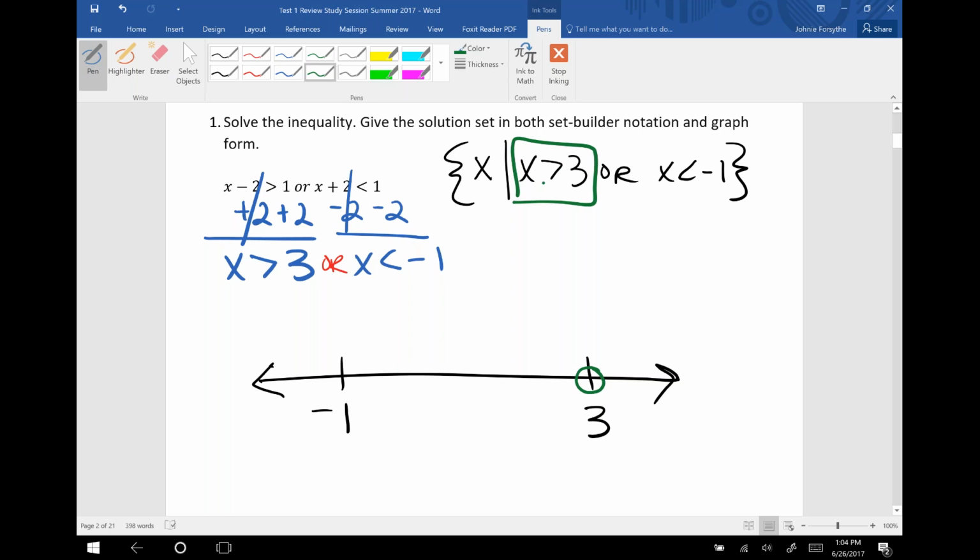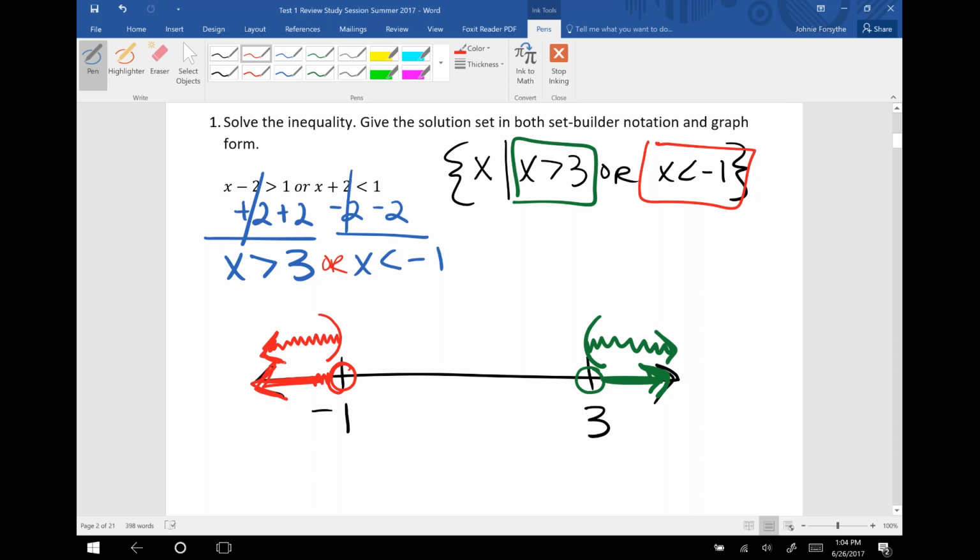And then x is greater than 3. All the values greater than 3 are to the right, so we're going to shade this way. If we were going to use parentheses or brackets, we would use parentheses and then shade to the right. Okay? Now, x is less than negative 1. Again, it's not including negative 1, so we're going to use an open circle. And then we're going to shade values less than negative 1. That would be to the left. And if we're going to use parentheses or brackets, we would again use parentheses and shade to the left.